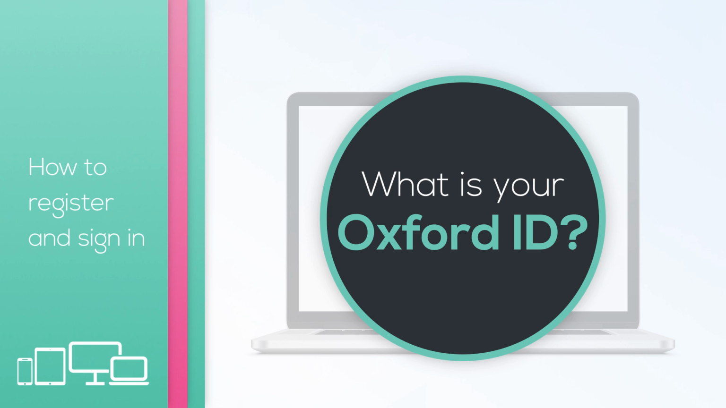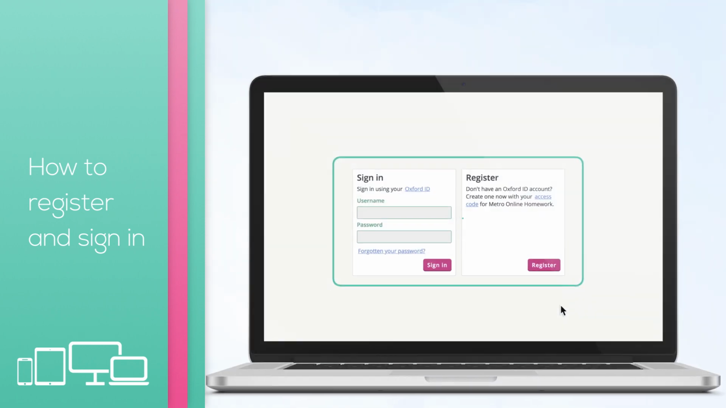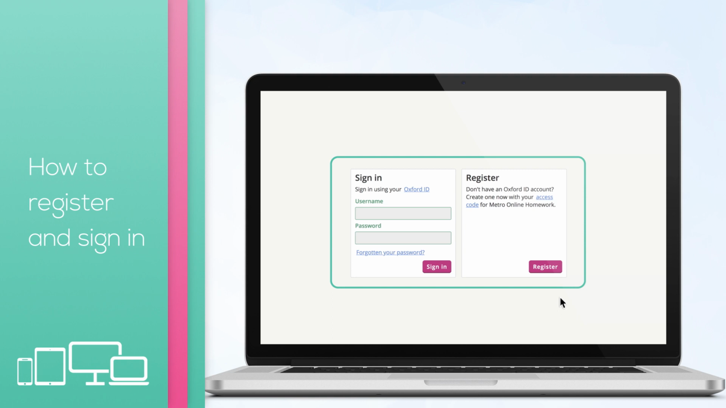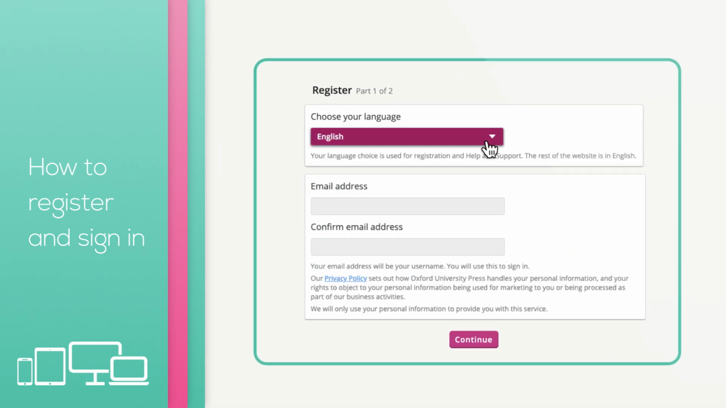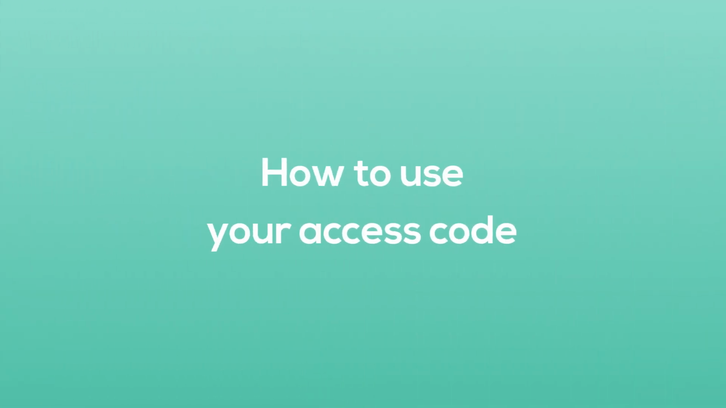Oxford ID is the name of the account that you use to access your Oxford University Press materials, such as the Oxford Teachers Club, Oxford Learn, Oxford Learners Dictionaries, and Oxford Learners Bookshelf. If you don't have an Oxford ID, select Register to create one. Choose your language from the list and enter your email address. You'll need to enter your email address twice to make sure it's spelt correctly. Then select Continue.